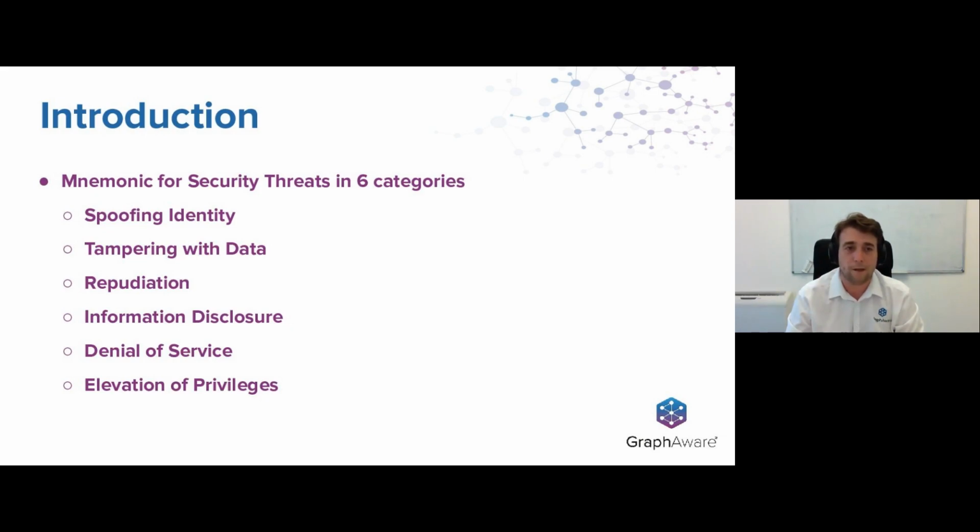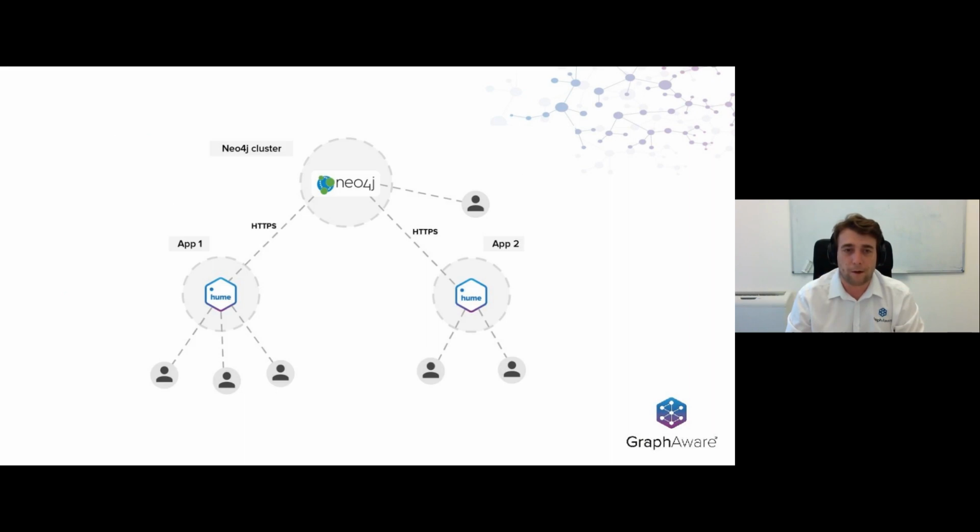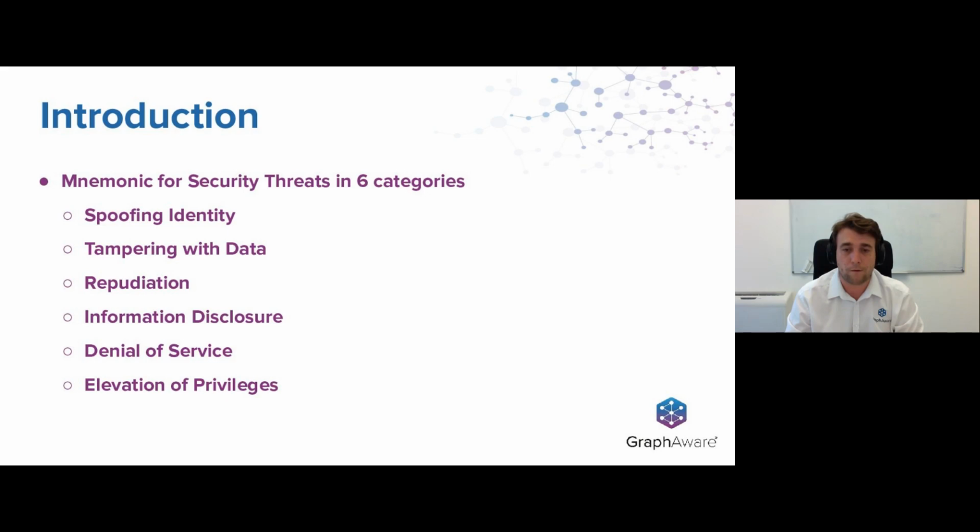STRIDE is really a mnemonic for security threats. The S is for spoofing identity. We will go over all of them in quick detail. T for tampering with data, R for repudiation, I for information disclosure, D for denial of service, and E for elevation of privilege. So we take our threat model here and try to identify, based on the 6 categories of STRIDE, where the possible threats are and what we want to do to mitigate them. And sometimes also, what do we agree to not act on, right? Because security cannot be 100%, never. But you have to document what you do not want to do.